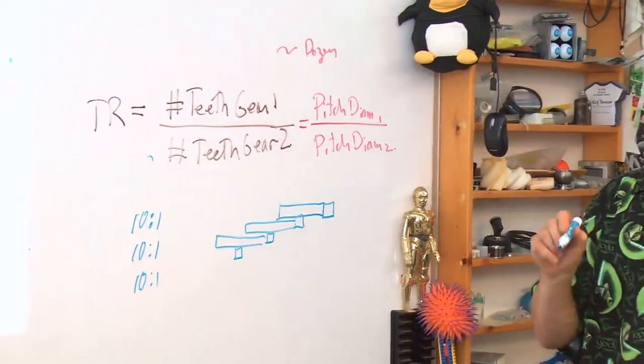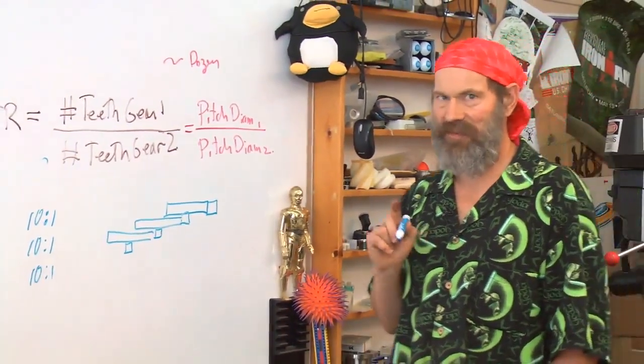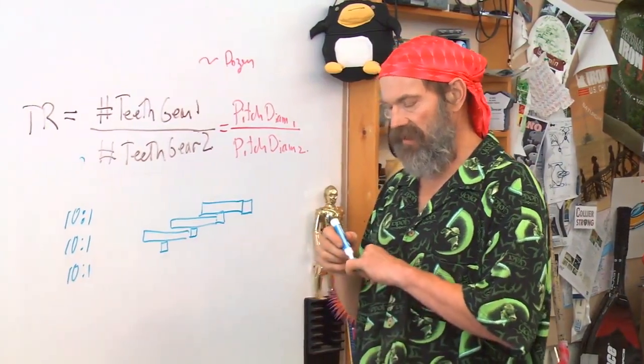How would you get 1,000,000,000,000 to 1? How would you do that? We'll chew on that a little bit. We'll get to that at the end of this topic.